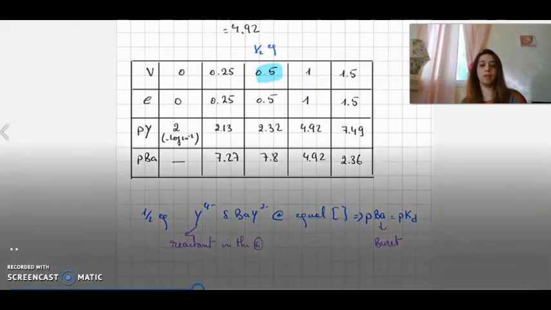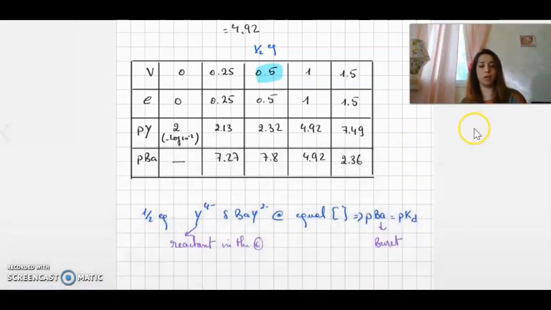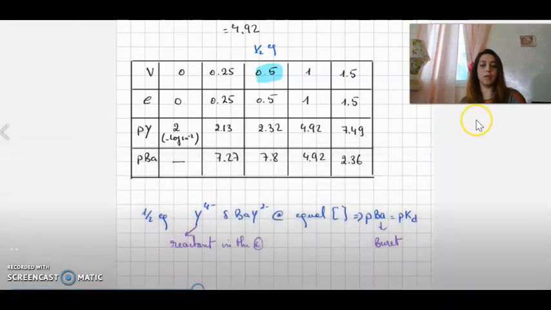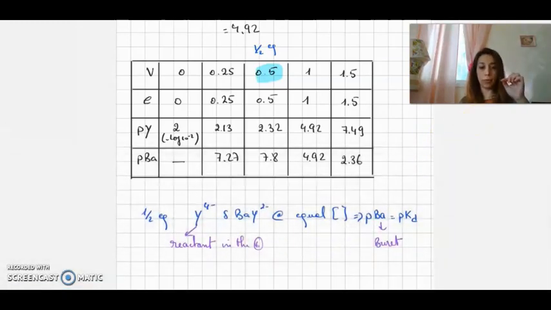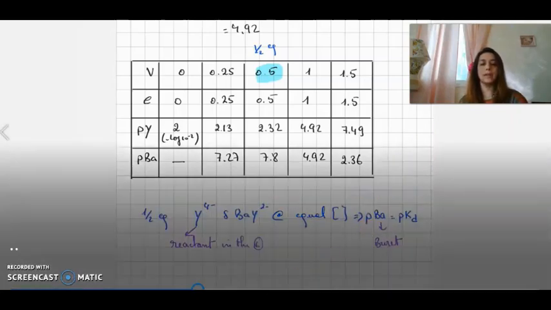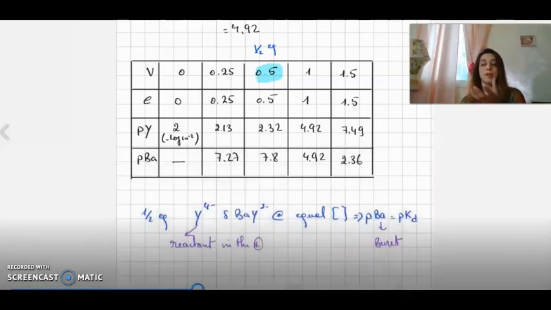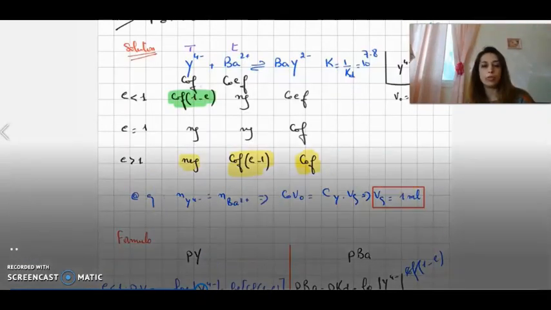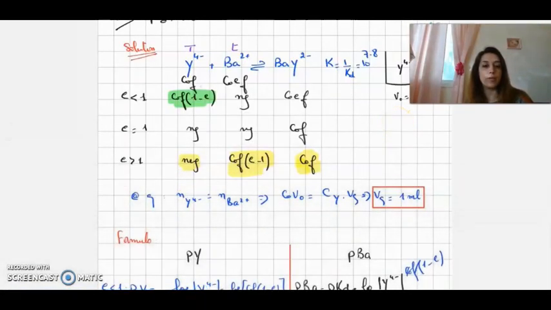To have pBa equal pKD at half equivalence, it depends on what we are looking for. I'm looking here for pBa; Ba2+ is coming from the burette, and Y4- is the reactant in the medium, in the beaker. So I have my Y4- and the corresponding product, which is BaY2-. So it depends what I'm calculating. If I'm calculating pY and Y is in the beaker, I have the concentration of Y4-, so it's independent of pKD. At half equivalence, pY equals pKD.